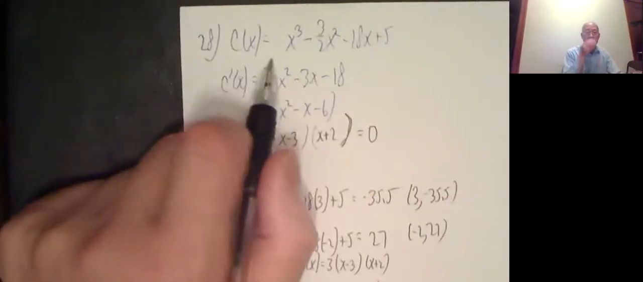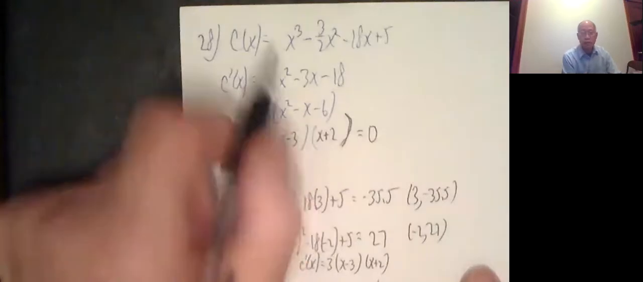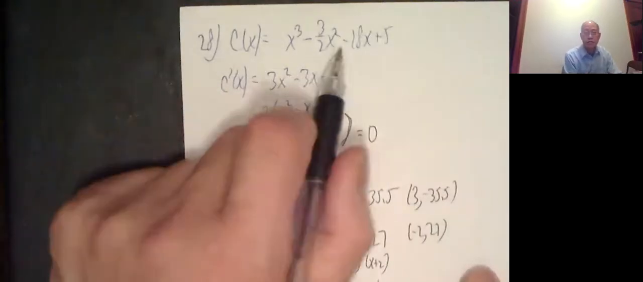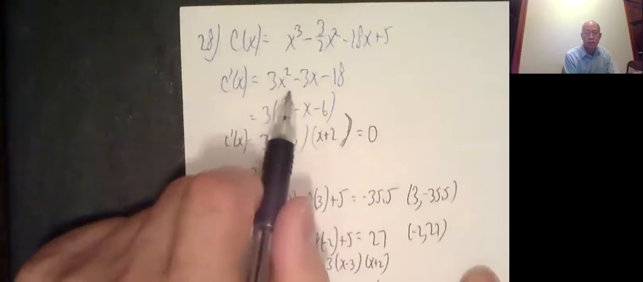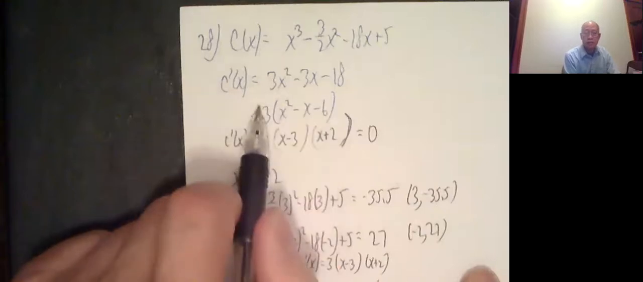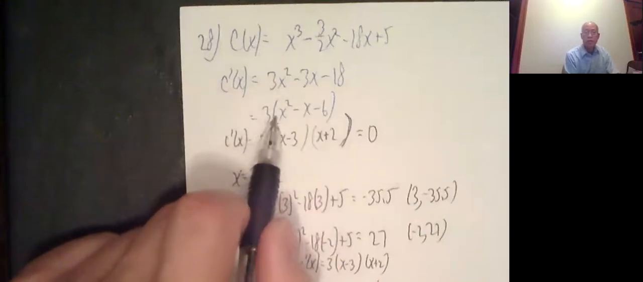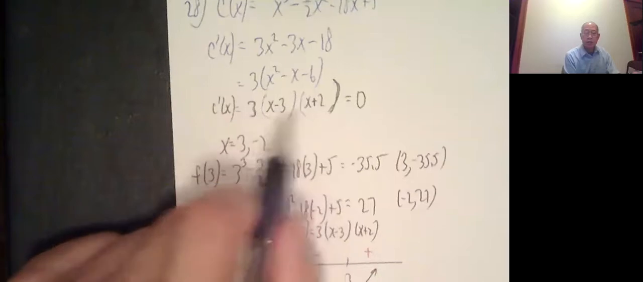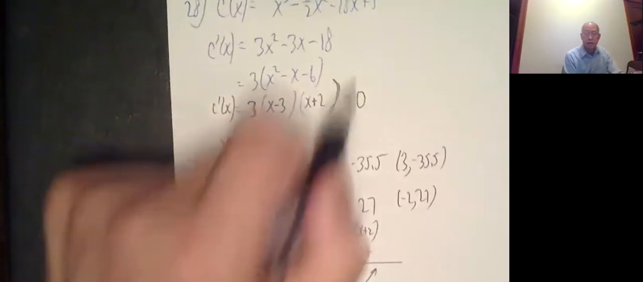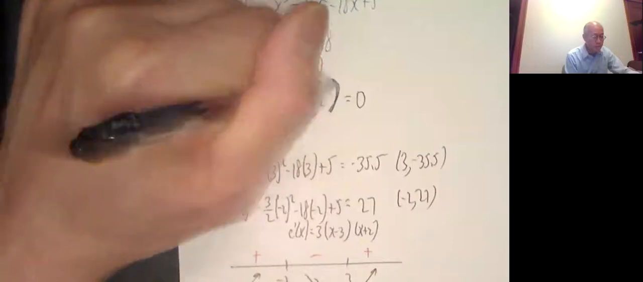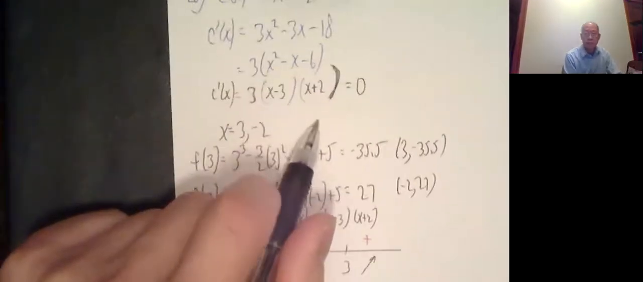C of x, C evidently could stand for cost. C(x) equals x cubed minus 3/2 x squared minus 18x plus 5. So the derivative is 3x squared minus 3x minus 18. Factor out a 3, x squared minus x minus 6. Factor further, 3 times (x minus 3)(x plus 2). Set it equal to 0.